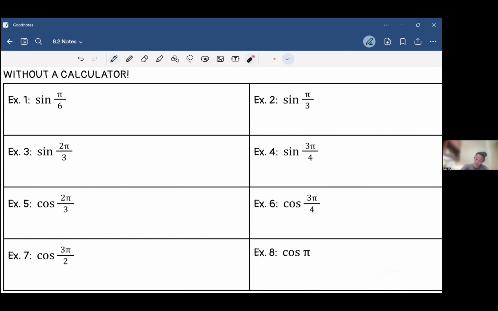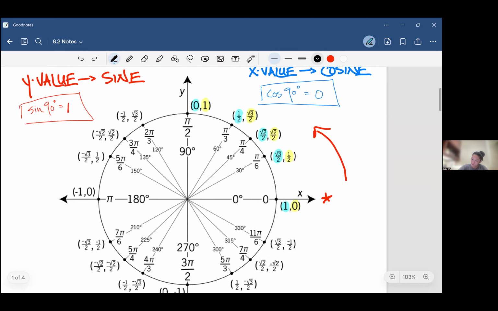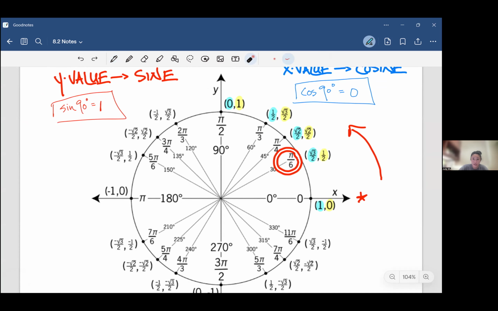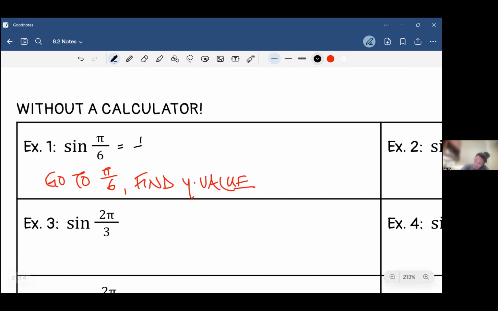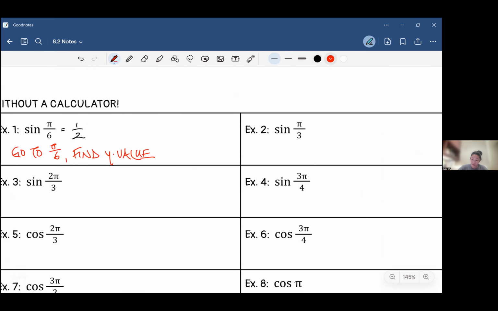So if I have sine of pi over 6, what that means is I want to go to pi over 6 and I want to find the y value there. Okay, and so if we go back to our unit circle and we go to the angle pi over 6, we find that the y value is 1/2. So my answer here, sine of pi over 6, is 1/2. Okay? So let me write out the instructions for the other ones.